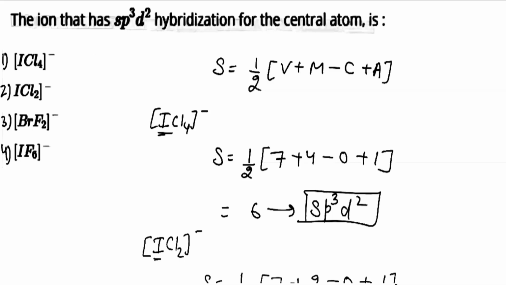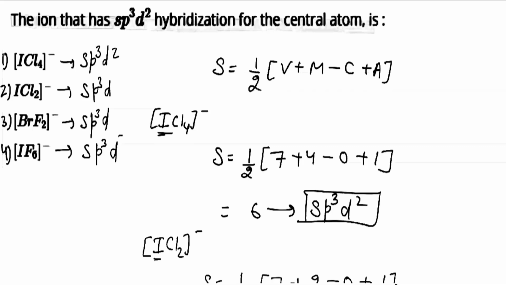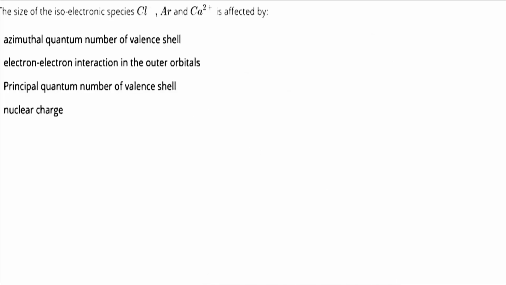Now, so the hybridization of ICl4 minus is sp3d2, ICl2 minus is sp3d, here also sp3d, and for IF6 minus it is sp3d3. So only option number 1 has sp3d2 hybridization, so option number 1 is correct and all other options are incorrect. I hope you understand. Thank you.